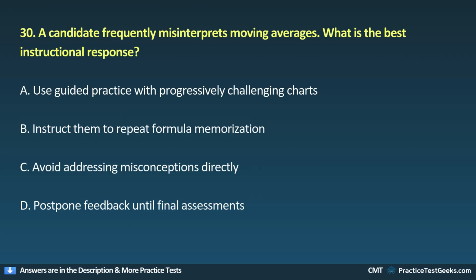30. A candidate frequently misinterprets moving averages. What is the best instructional response? A. Use guided practice with progressively challenging charts. B. Instruct them to repeat formula memorization. C. Avoid addressing misconceptions directly. D. Postpone feedback until final assessments.